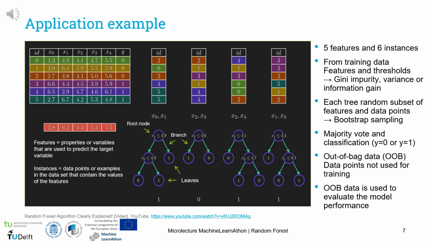And then all the decision trees do a classification of either 0 or 1, and you have then that the first decision tree provides as a result 1, the second 0, and the third and fourth 1. So you have a majority vote, and then in this case the result would be a 1.